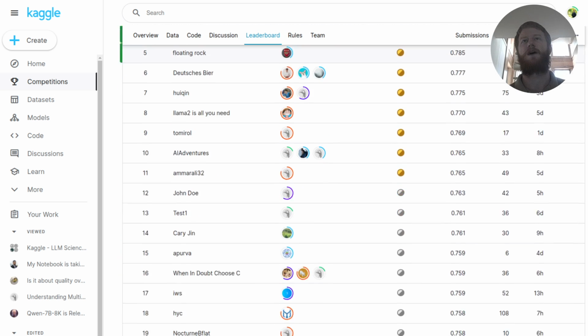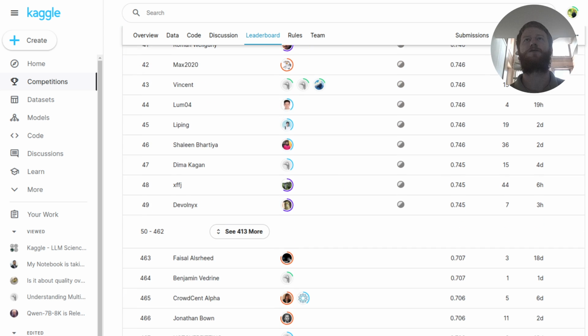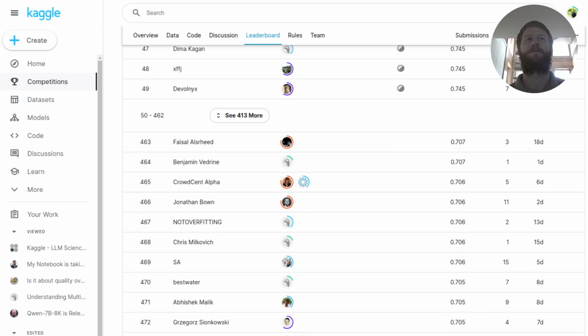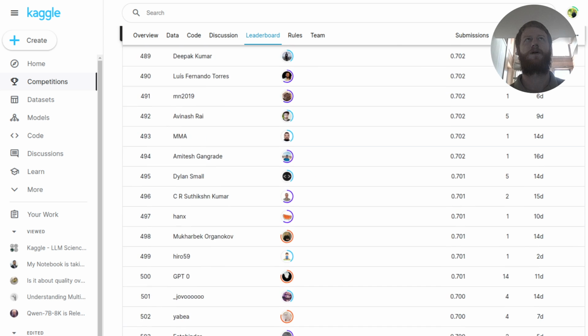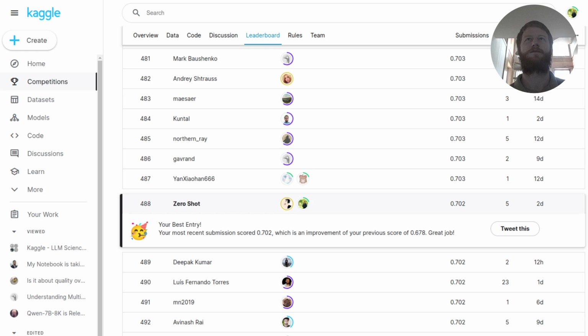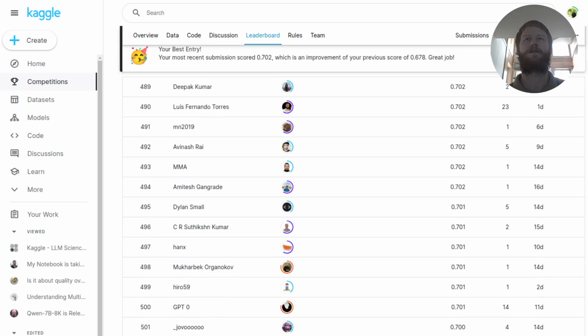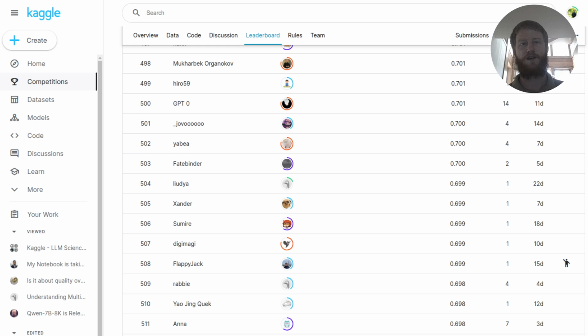Straight away, it drops down to 0.7 something, and that's where most of the entries are, until we get to, let's see, where are we? Spoiler alert, we're going to try and get up closer to 0.7. But yeah, you really have to go a lot further down to get to 0.5. So we're not doing too well just yet.